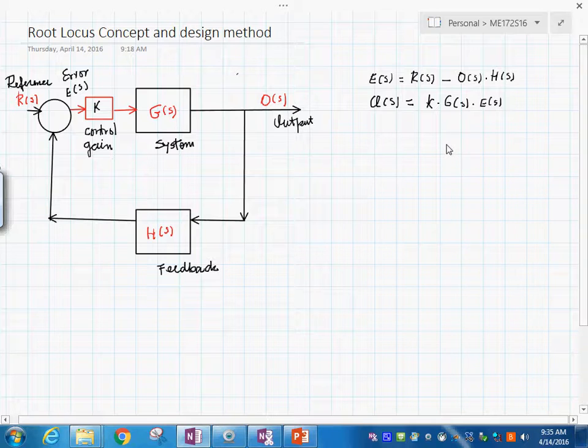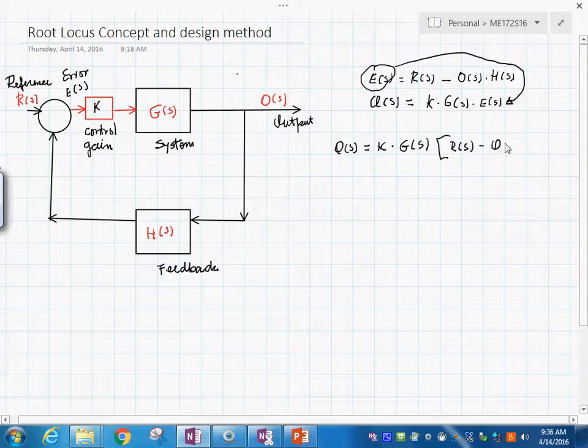See? Error times K times G of S is the output, and the error is this difference. With these basic two equations you can do very wonderful things. Let me show you. Let's replace this into here. Yeah? And what do we have? The output is equal to K times G of S multiplied by R of S minus output of S times H of S.